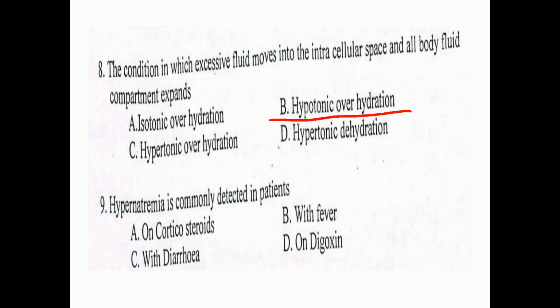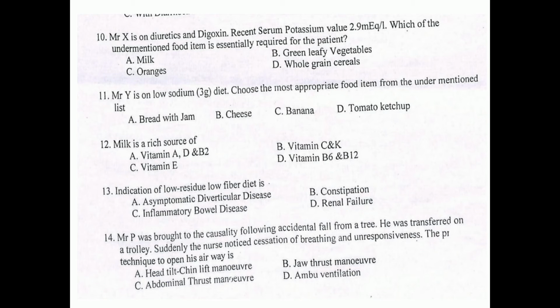Next question. Hypernatremia is commonly detected in patients. Options are on corticosteroid, with fever, with diarrhea, on diuretics. The correct answer is option A, that is on corticosteroids.